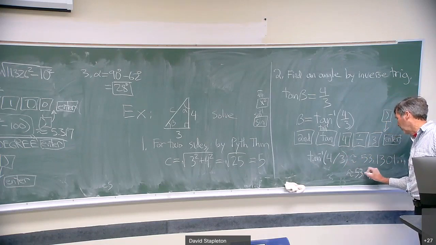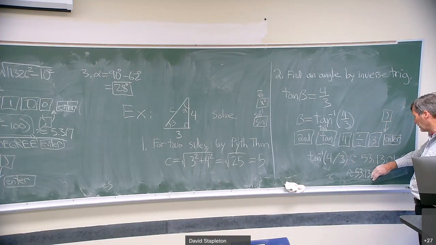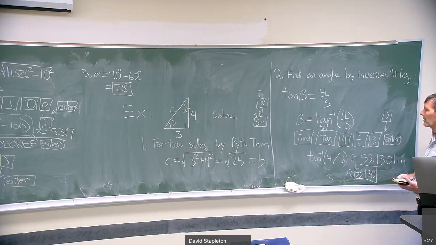I write 53.130, and I carry the 0 here because it's a significant digit. If I write this, people will assume I rounded to 2 decimal places. This shows that the 0 is significant. So there's beta, and then you can guess the last step, right?